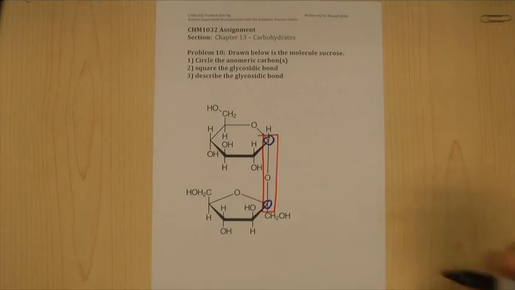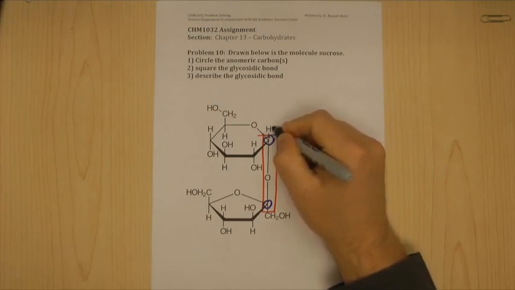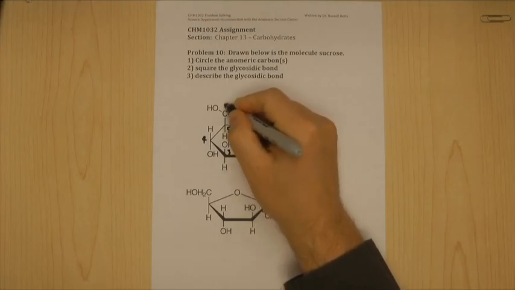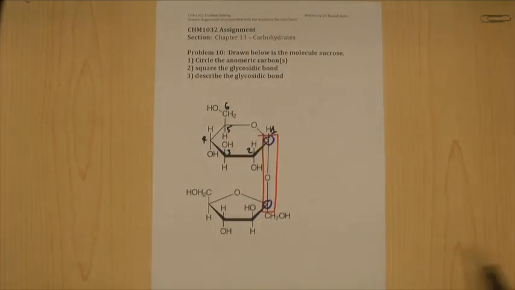Now, we have to number the carbons in the Haworth structure. The top one is a 6-membered ring, so we just easily do that. Carbon number 1, 2, 3, 4, 5, 6. We've already seen how to do that. Now that bottom one, that bottom ring, that's a 5-membered ring. So how do we number that?